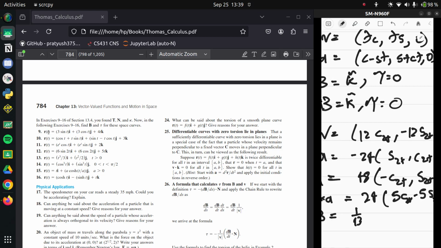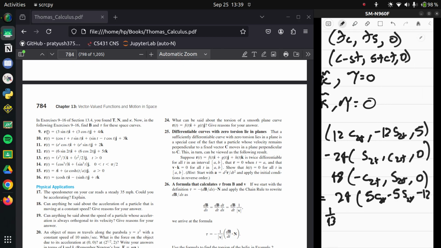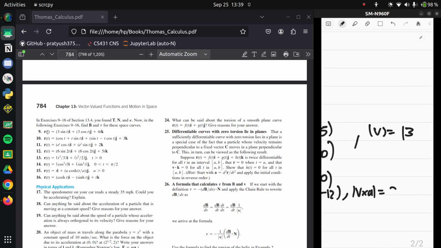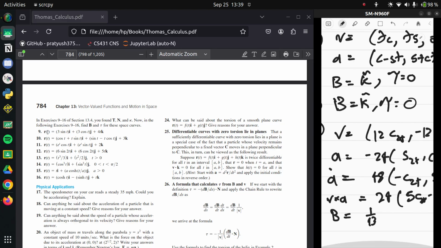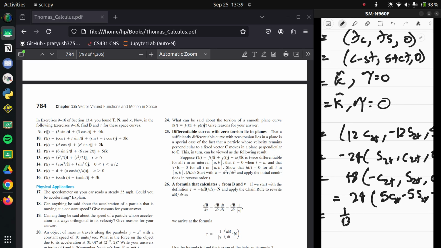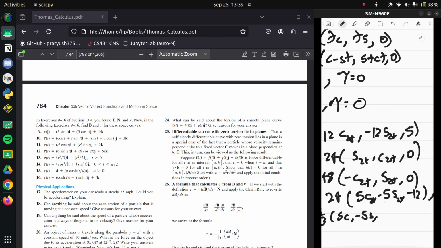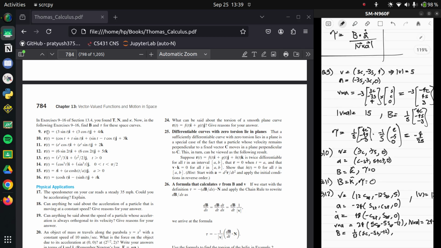Hey, so do you need the b cross a, or do you just need the b? You need the b cross a magnitude only, essentially. That would just be like 24 times 13. So your tau we can figure out, but first for b thing, b is just 1 by 13, and then 5c minus 5s minus 12. Sure. So then it's b dotted with a dot, so it's, oh, what the, so it's minus 5c squared.